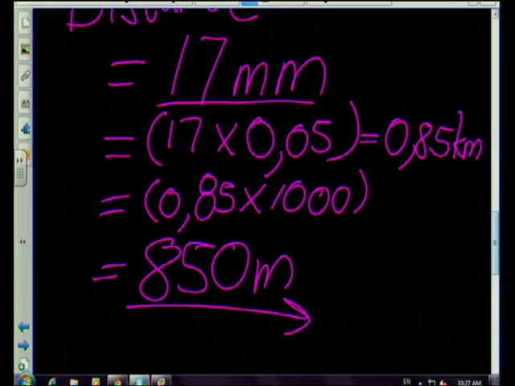What do I do with that 17 millimeters? I'm converting it to kilometers. So 17 millimeters to convert to kilometers, I multiply by 0.05. 17 times 0.05 is 0.85 kilometers. Now I'm going to convert to meters. 0.85 times 1,000 is 850. That answer brings me to 850 meters.